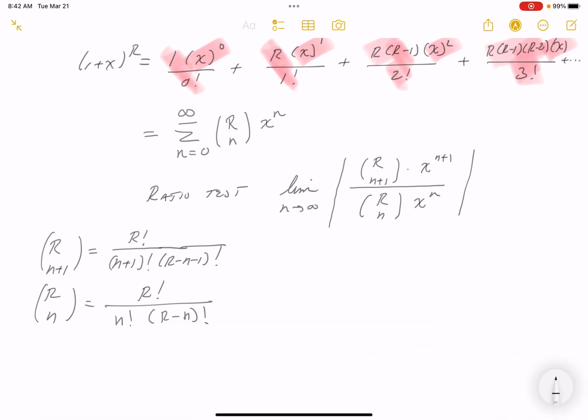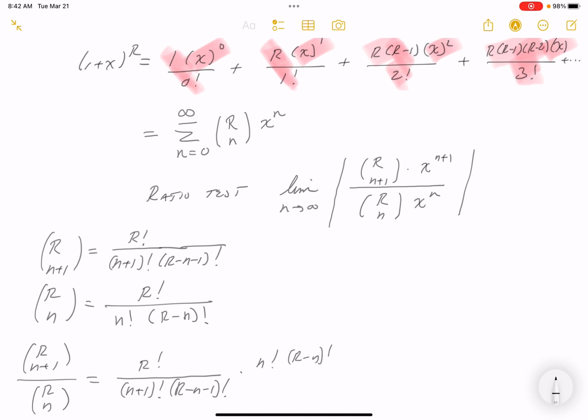All right, so let me try to simplify that. I'm really kind of dividing it. So I'm really taking r n plus 1 and dividing it by this over here. Let me write that down for you. Hope it's going to be pretty easy to do. That's r factorial, n plus 1 factorial, r minus n minus 1 factorial, and now I'm dividing by that rn, or multiplying by its reciprocal. Let's write that down. N factorial, r minus n factorial, over r factorial.